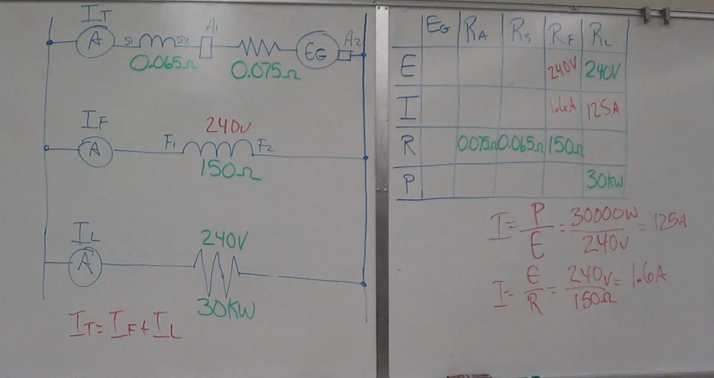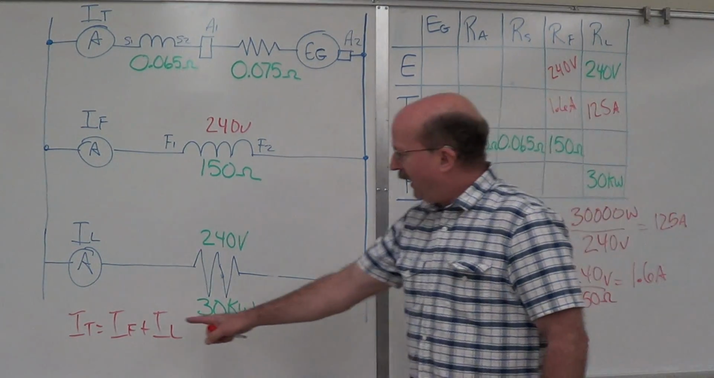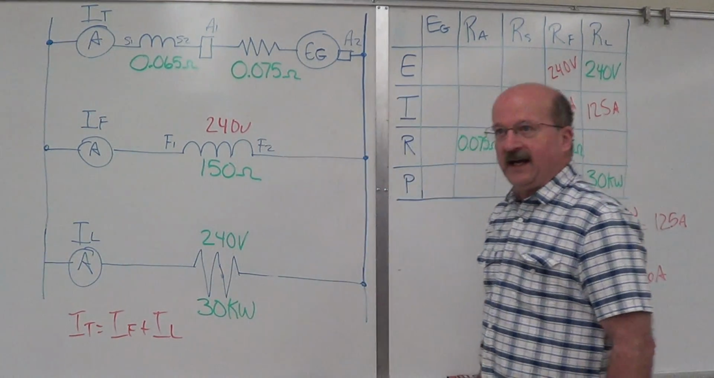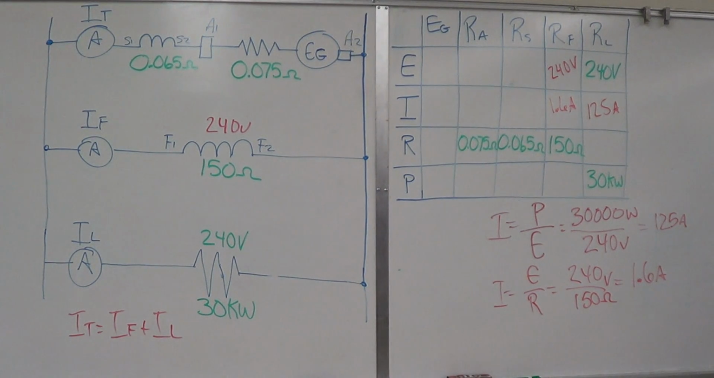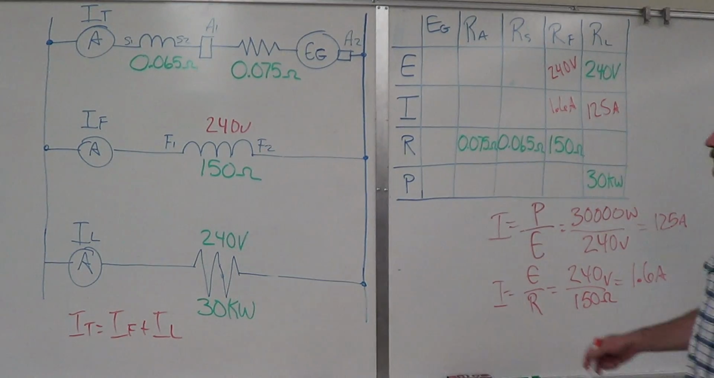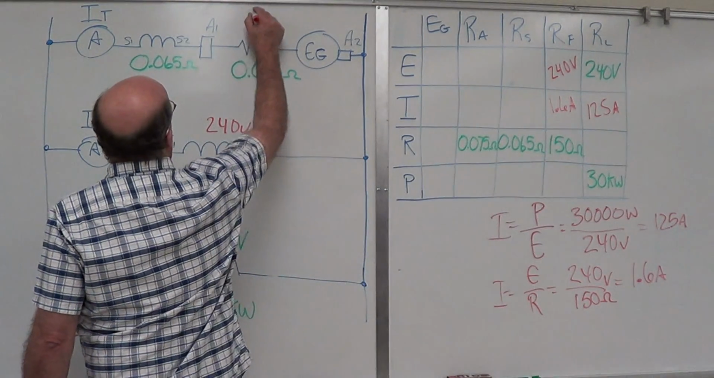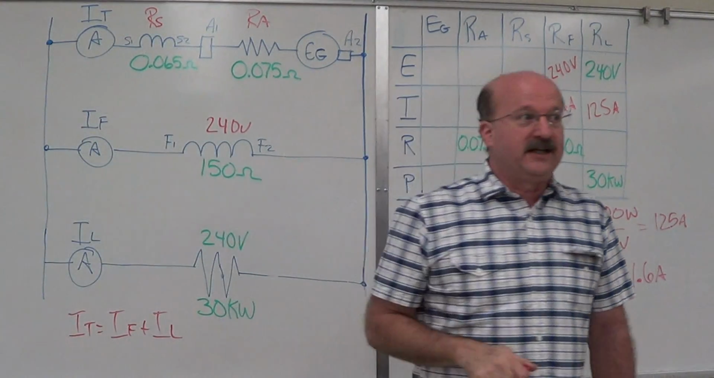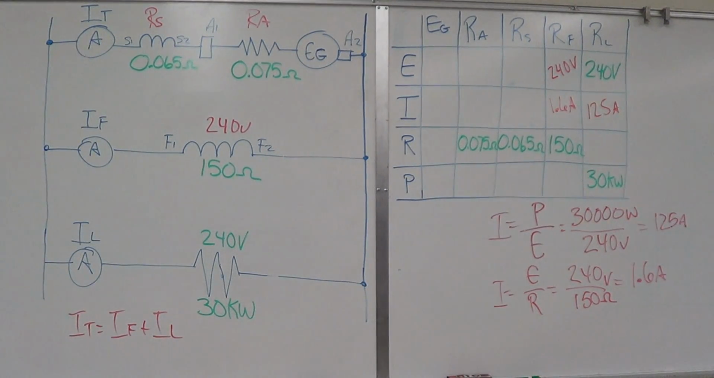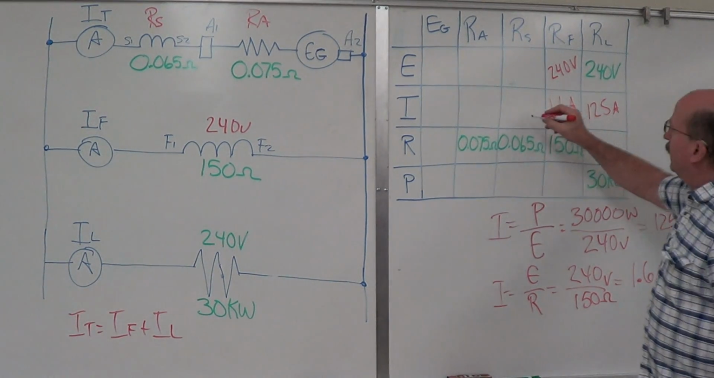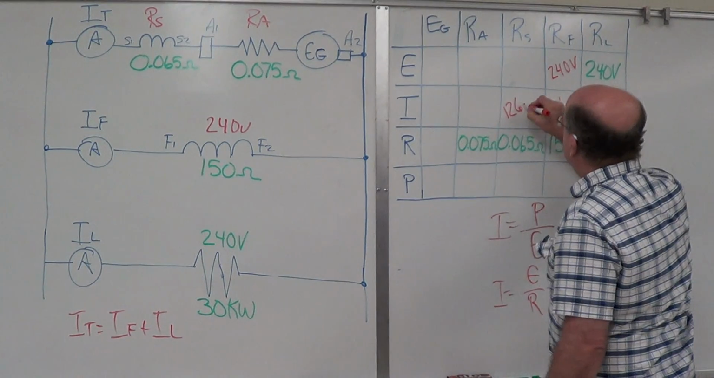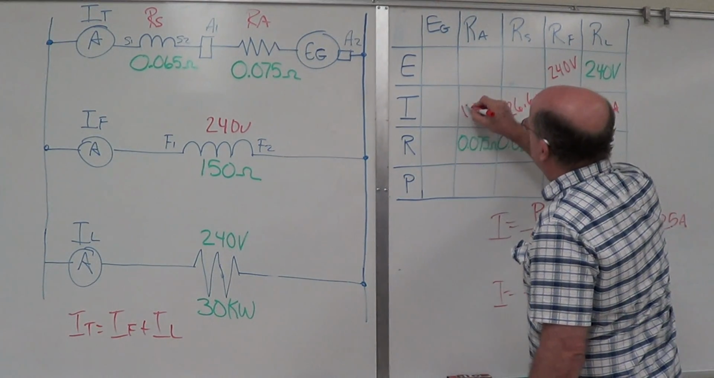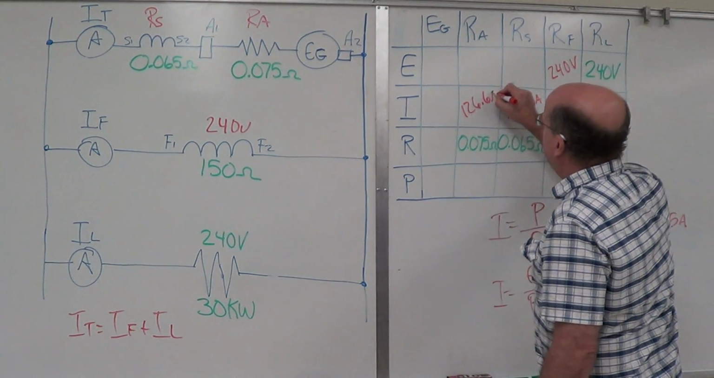Now we already put this formula over here, IT is equal to IF plus IL. Is IT the same as your RA and your RS? It's the same as your currents in each of those. Yeah, it's a series circuit at that point, right? So what do we have? We've got 126.6 amps.